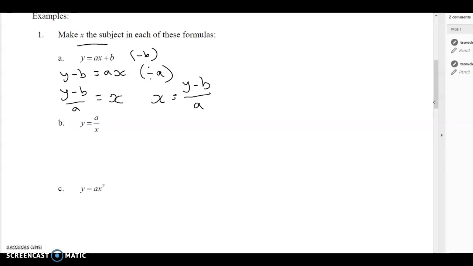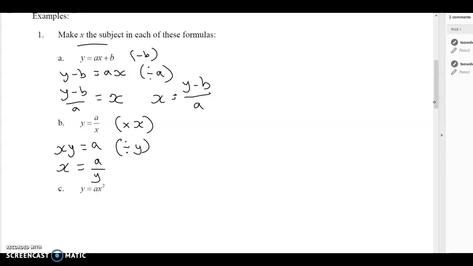Alright, the second one, making x the subject, we're going to multiply by x. So you notice I'm multiplying by pronumerals here rather than just numbers. And we can of course do that. They just operate in the same way as numbers would. Okay, so you get xy equals a. Now I'm going to divide by y. So we get x equals a over y.